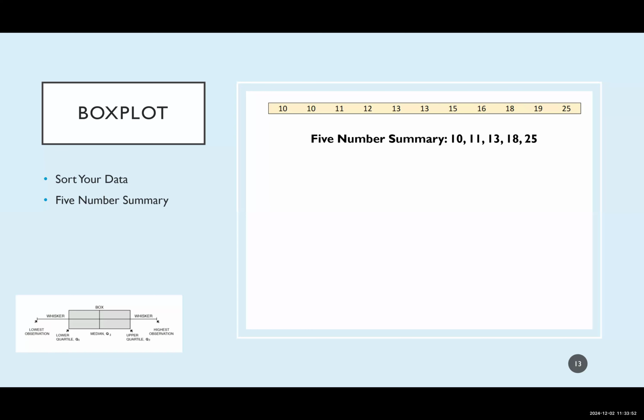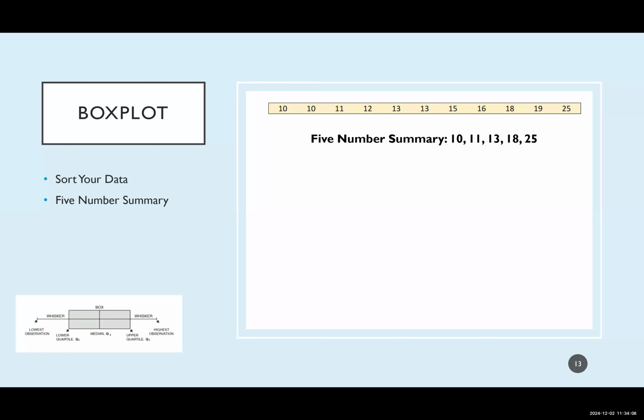So our middle number was 13. That's our Q2, our median. Our min and max are 10 and 25. And then the Q1 and Q3 are 11 and 18. So if you would like to see that done, there is a previous video that goes over it.